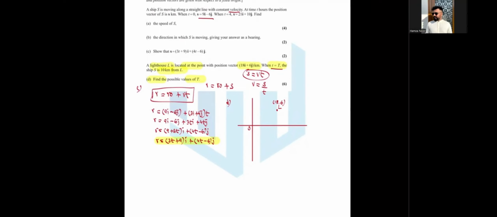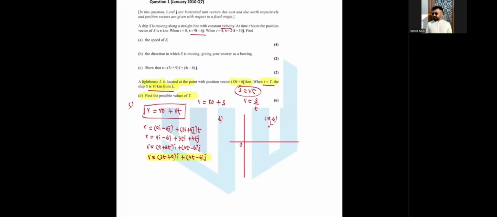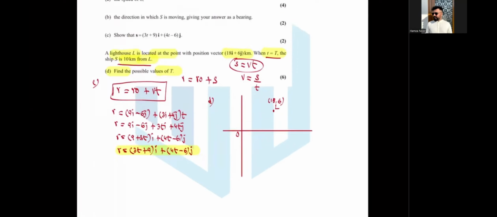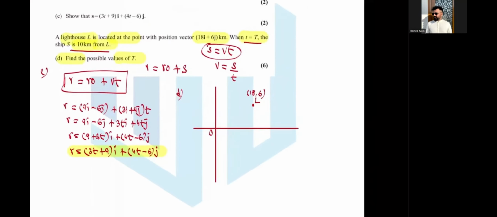And when t is equal to capital T, the distance of ship S from the lighthouse is given to you. As we know, initially the ship S was at this point, where the i component is 9 and the j component is minus 6. So let's say the x coordinate is 9 and the y coordinate is minus 6, somewhere over here. This is r naught, the initial position vector of the ship S. The ship was initially over here.